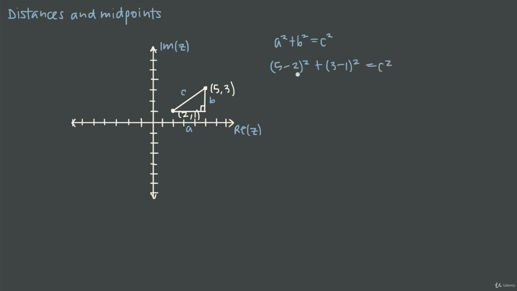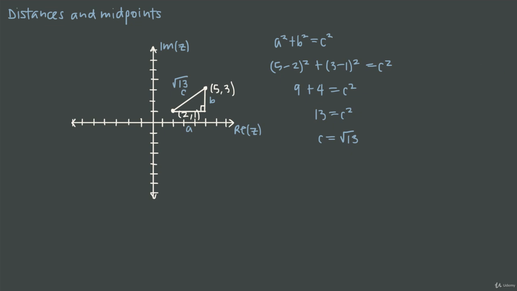And so, of course, we could calculate that as 5 minus 2 is 3, 3 squared is 9, 3 minus 1 is 2, 2 squared is 4, so plus 4 equals c squared, or 13 equals c squared. If we take the square root of both sides, we get c is equal to the square root of 13. And so we know then that the distance between these two is the square root of 13.